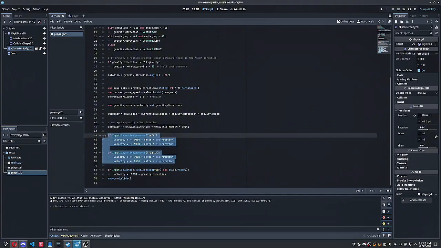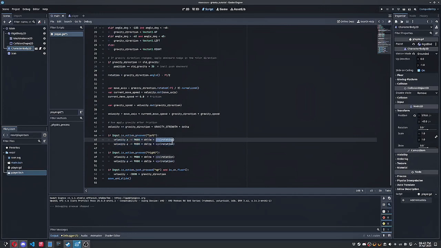Now is our input. This is basic input except for this. What is this? What are we doing with cosine and sine? Okay, so basically, for our x velocity, we are subtracting 9,000 times delta, so it's decently fast. And then, we're taking the cosine of rotation. What does this do?